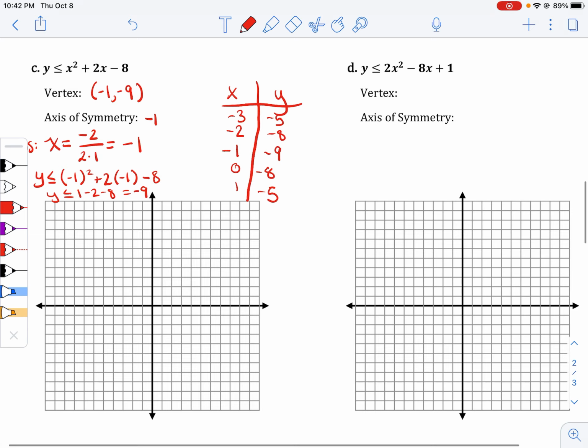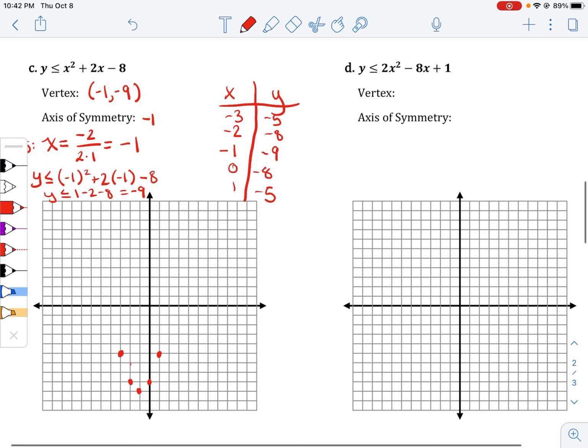So when I graph this, at -3, I'm at -5. At -2, I'm at -8. At -1, I'm at -9. At 0, back at -8, and then at 1, I'm at -5. Okay, so now this is less than or equal to, which means it's going to be a solid line now. The other ones were dashed. This one should be solid.